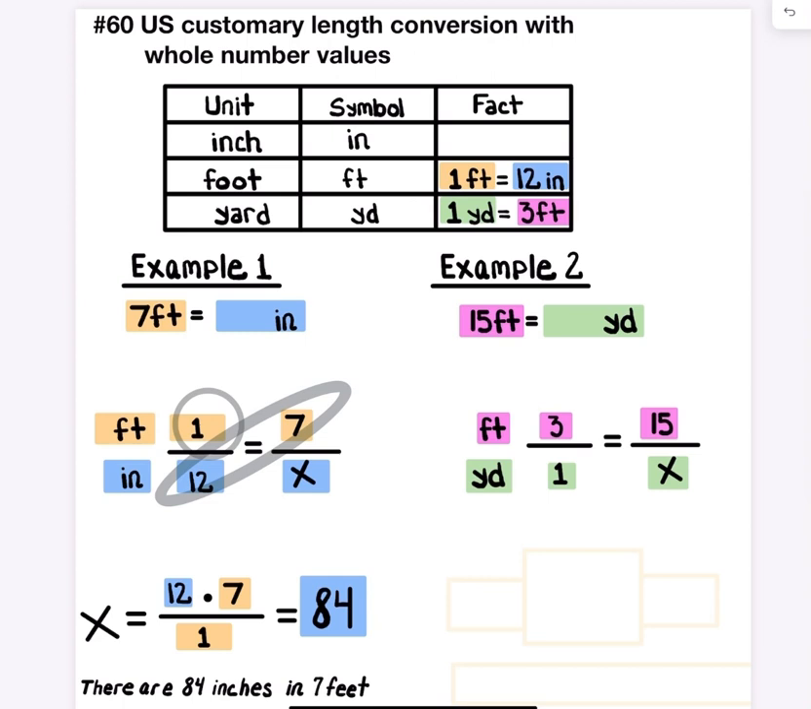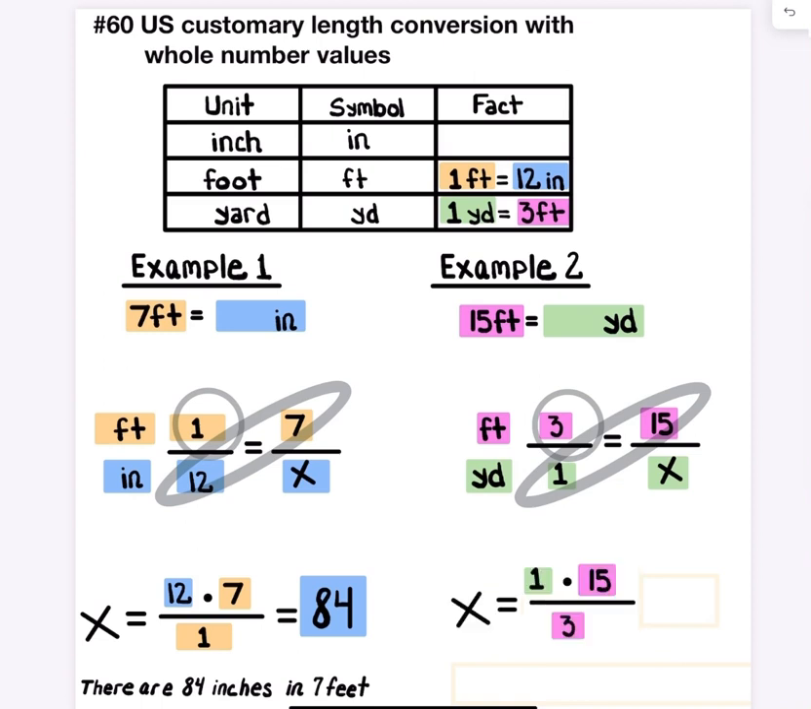Now that our proportion is complete, we're ready to solve by cross multiplying, then dividing. Remember, cross multiplying means to multiply the numbers that are diagonal, then divide by the number diagonal to the letter. X is equal to 1 multiplied by 15 divided by 3, which is 5. So knowing that in 1 yard there are 3 feet, we found out that there are 5 yards in 15 feet.